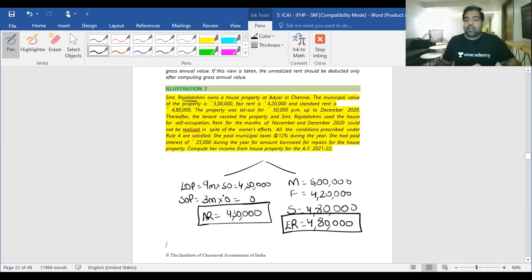always compare 12 months. A lot of people feel, no, we should compare 9 months. No, always compare 12 months. This is your actual rent. But there's something more, guys. Let's finish that also.